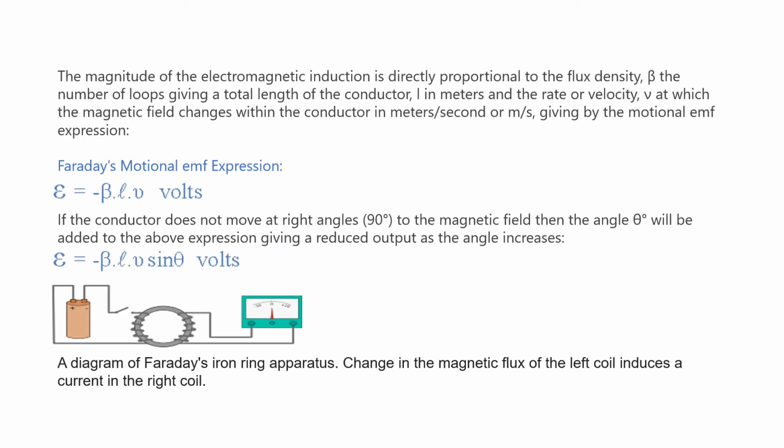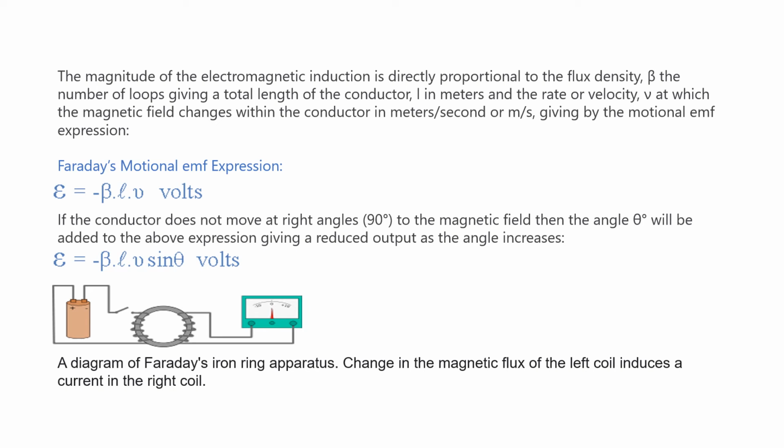The magnitude of the electromagnetic induction is directly proportional to the flux density B, the number of loops giving a total length of the conductor L in meters, and the velocity V at which the magnetic field changes within the conductor. So you can give the expression as epsilon equals minus BLV volts. If the conductor does not move at right angles to the magnetic field, then angle theta will be added to the above expression. So epsilon can be given as minus BLV sin theta in volts.